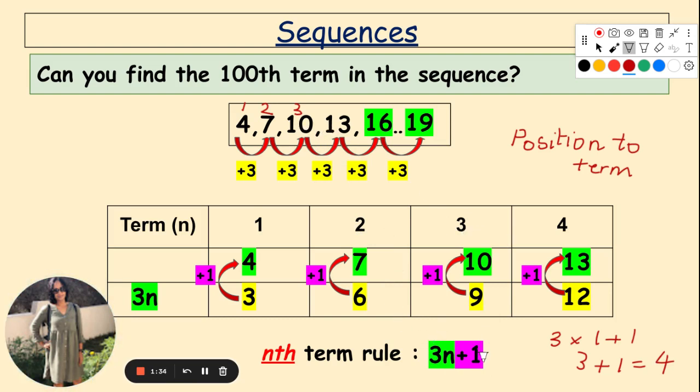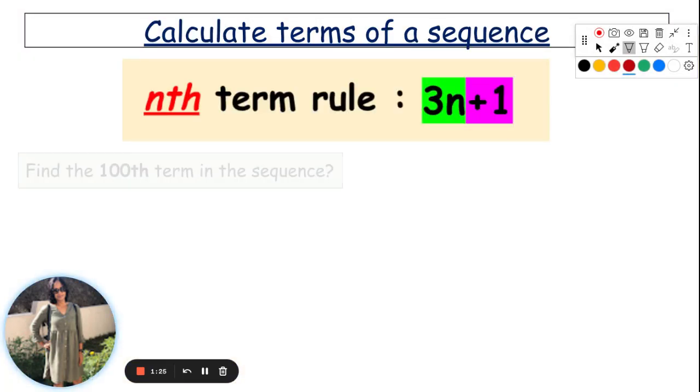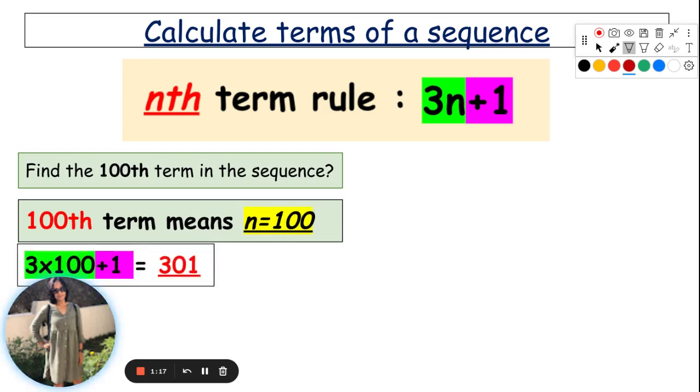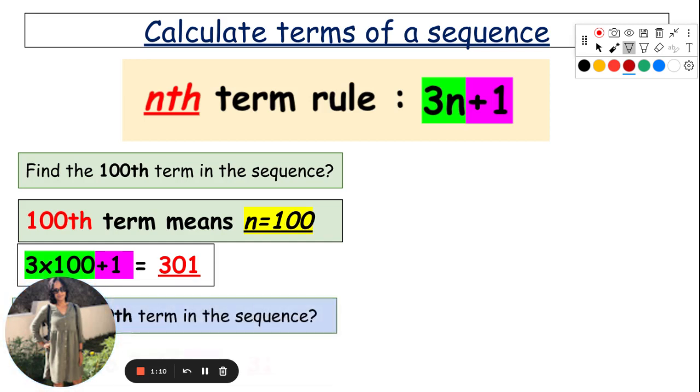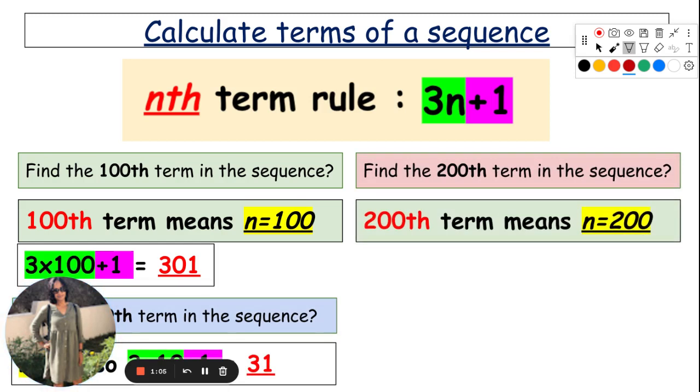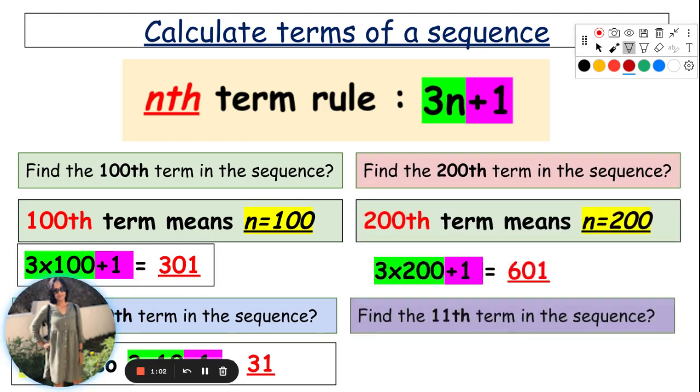Now let's use this formula to find out the 100th term. And how will we do that? This is my rule. My 100th term means n equal to 100, where I will go ahead and put 3 times 100 plus 1, which will be 301. Similarly, you can go through the slides and figure out how to put in each value. You can use the 12th term. Your n is any value in the sequence.